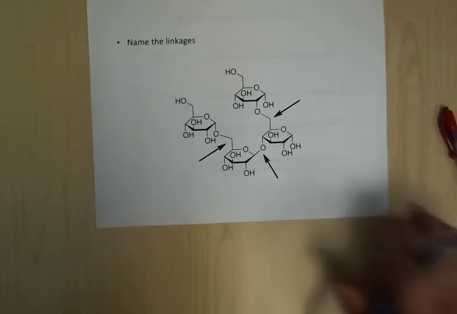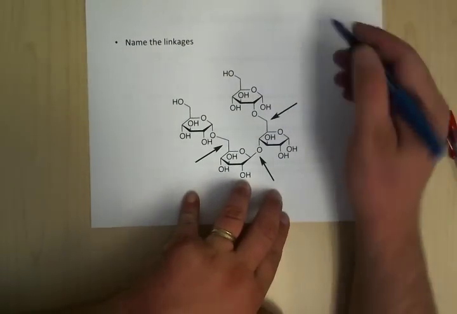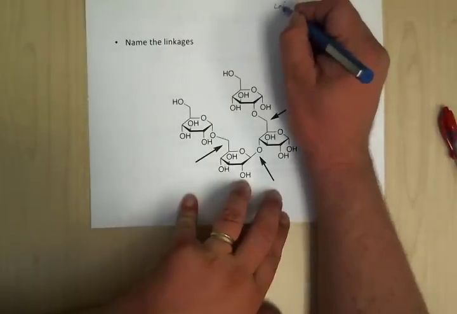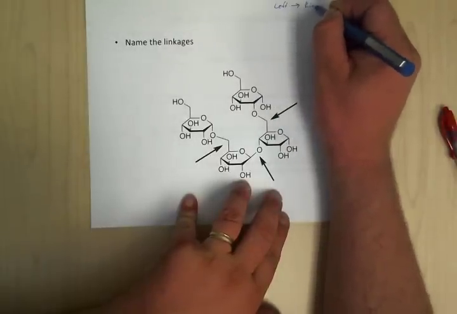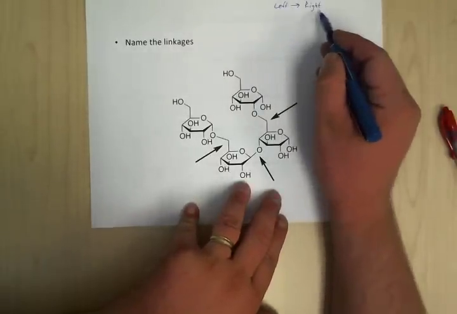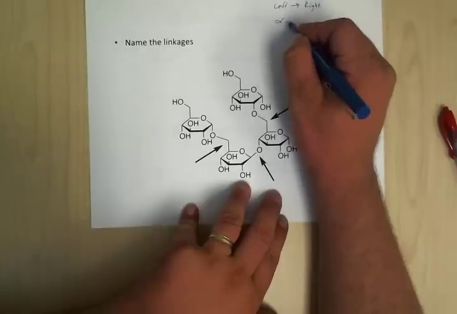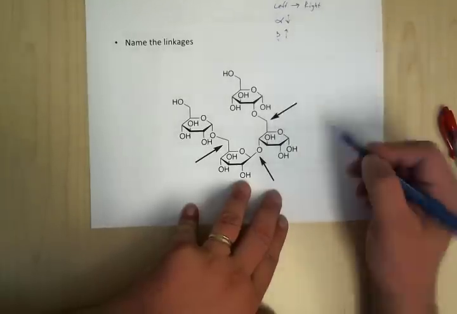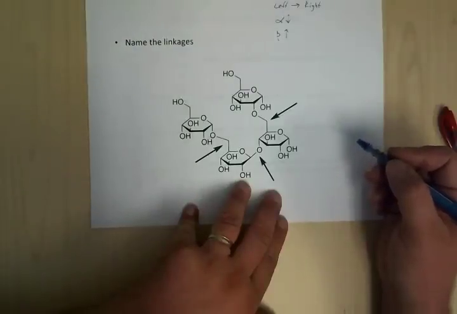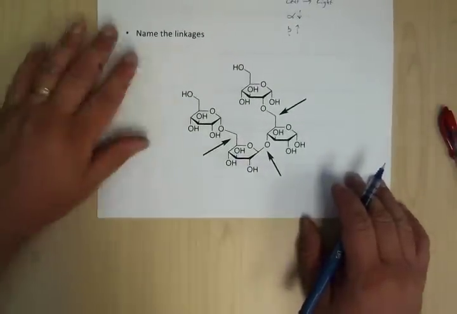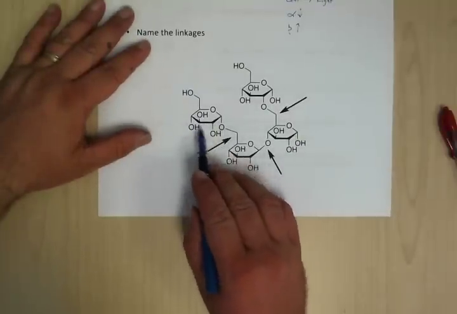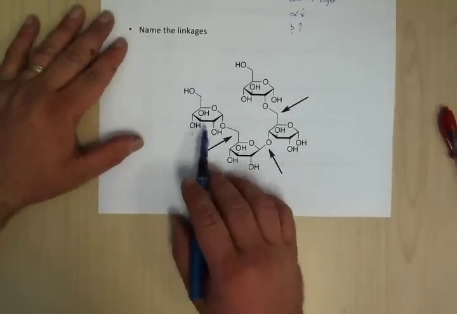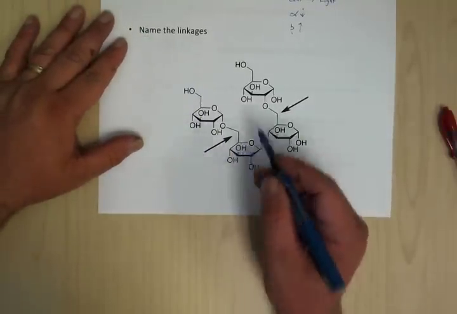Okay, so for these, you have to remember it always goes left to right. Left sugar versus right sugar, right? And alpha goes down, beta goes up relative to the left-hand sugar. Okay, so the number of these things, right? So you have a 6-membered ring here, right? So that means you're going to have a 6 carbon sugar, right?